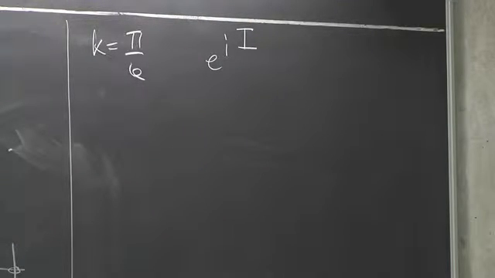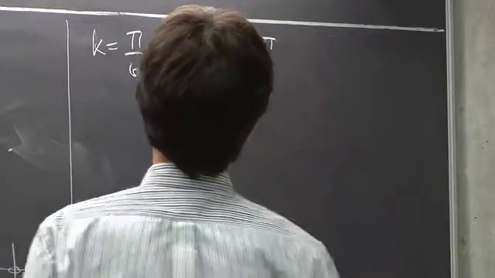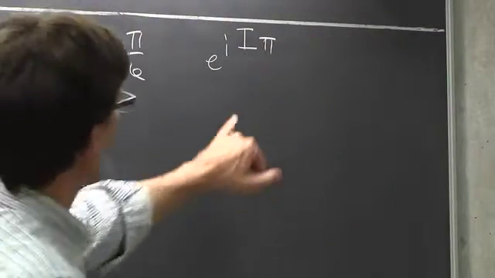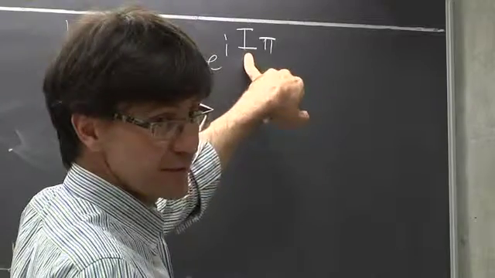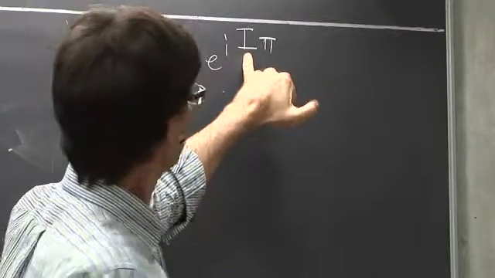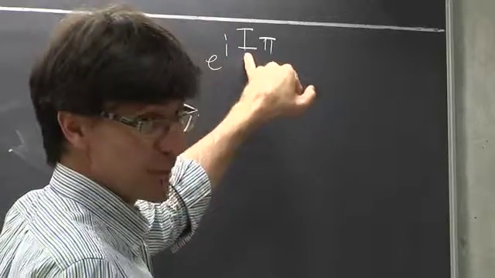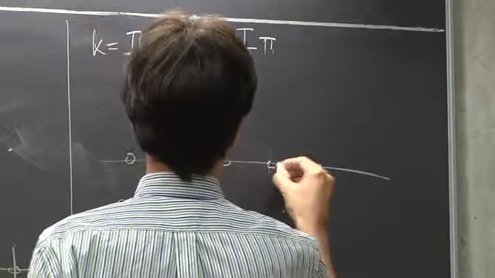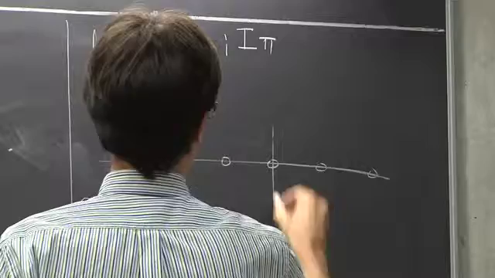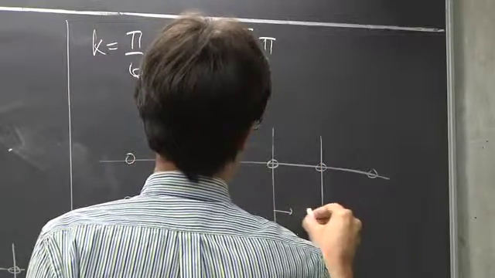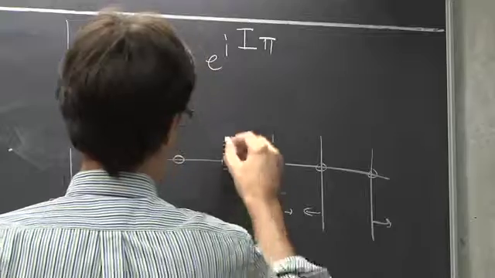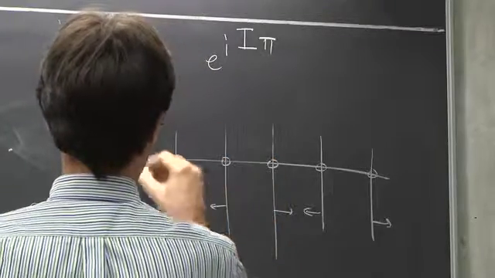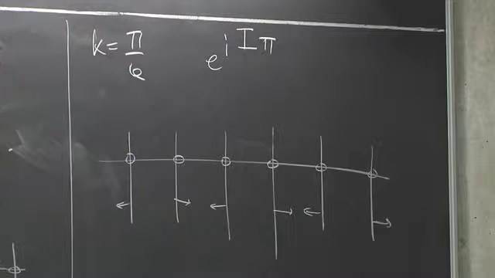Small i, big I. Oh, pi, sorry, pi, correct, sorry. All right, so this number is what? If I is odd, it is -1, right? If I is even, it is +1. So if I look at my solutions, if this is plus, this one must be minus. This is plus, minus, plus, minus, and so on and so forth.